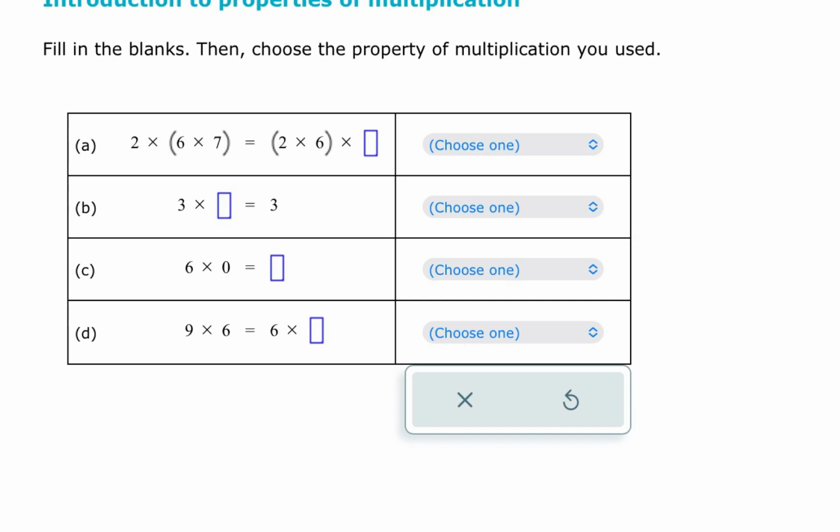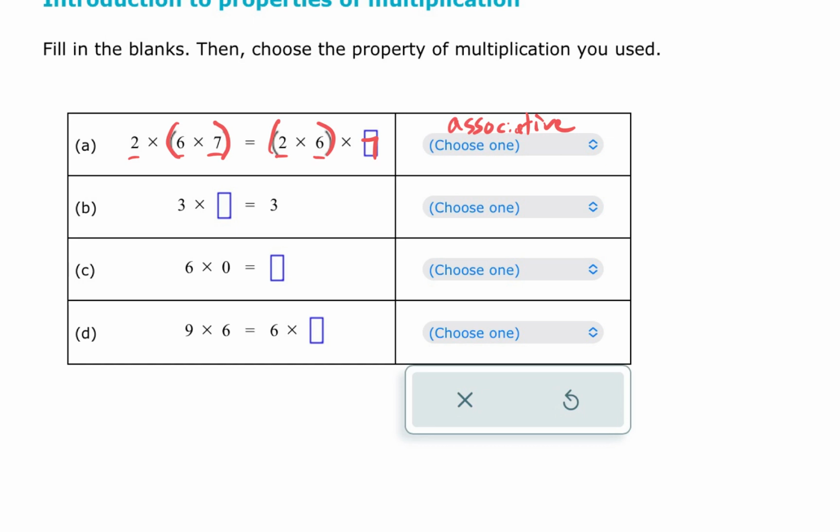Problem A, right off the bat, I can tell that this is going to be the associative property. And the reason I know that is because I see grouping, and it looks like we have 2 times 6 times 7. Over here should be 2 times 6 times 7. And all we did was we grouped it differently. We did 6 times 7 on the left, and we did 2 times 6 on the right.